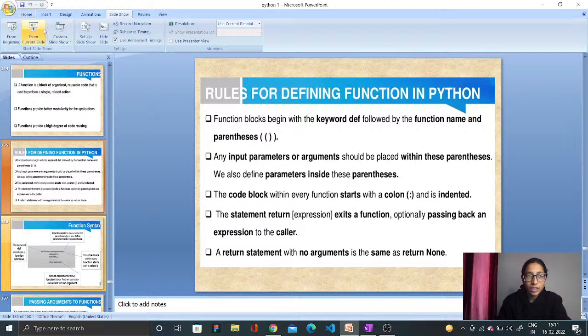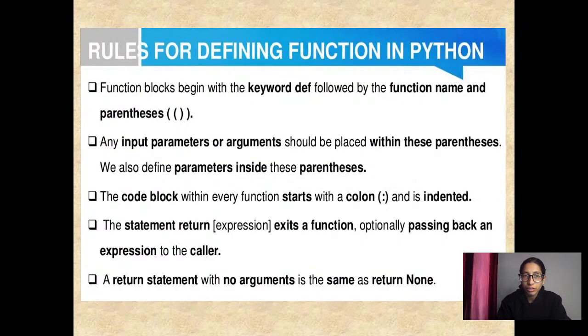The second rule for defining a function: the function block begins with the keyword def followed by the function name, correct? This is the first one. The second is that any input we give as a parameter or argument should be placed within the parentheses, because tuples, as you know, have no such parentheses but in functions we use parentheses. We can also define some parameters inside the parentheses.